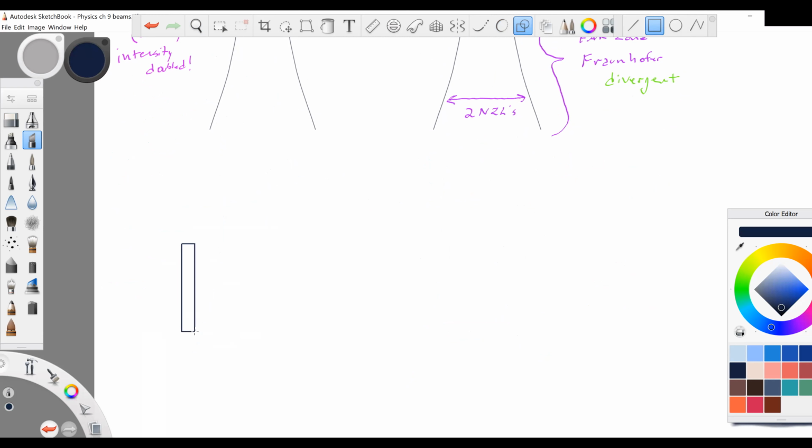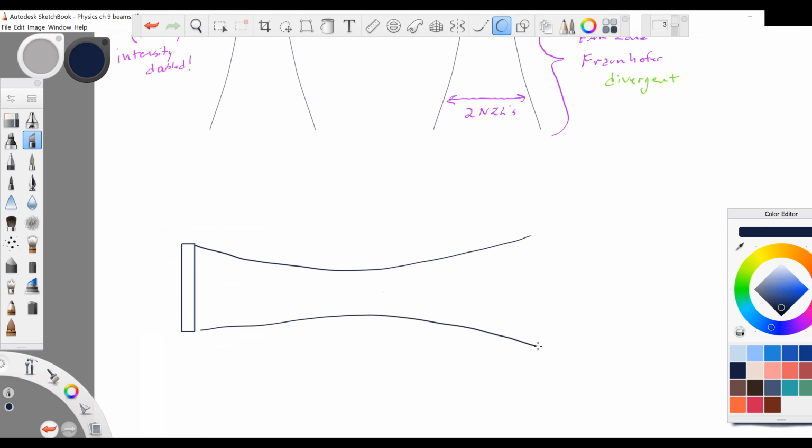I'm just going to have to totally freehand the beam here, so bear with me. I'm going to draw it, and sometimes I just put a little point where I know the focus is going to be. A little helpful. Okay, kind of hit it. All right, that's actually pretty good.